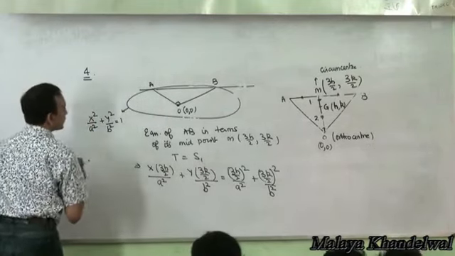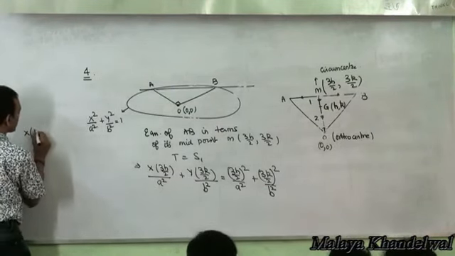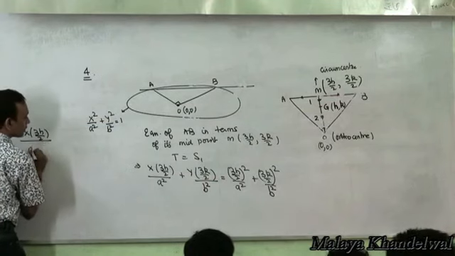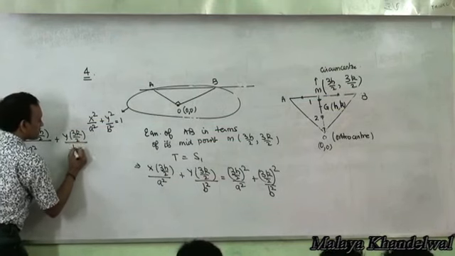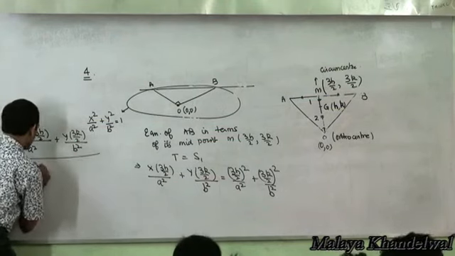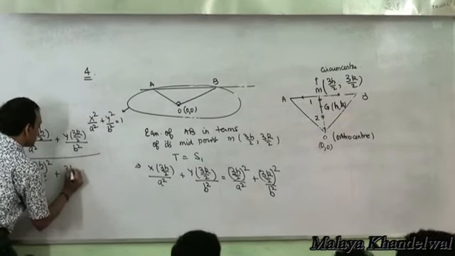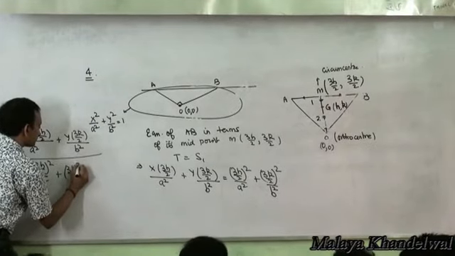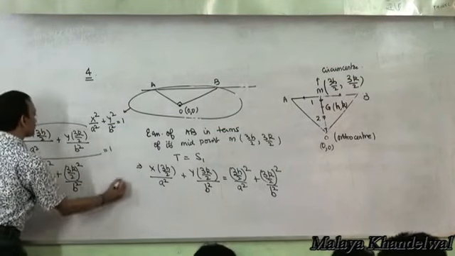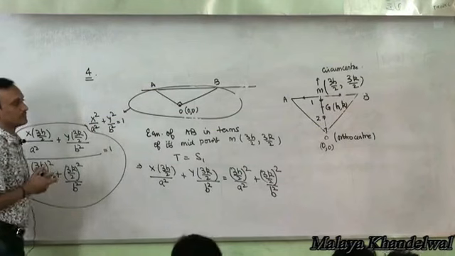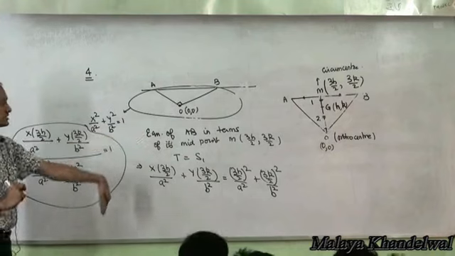Which, if you want, you could also write as x into 3h by 2 by a squared plus y into 3k by 2 by b squared, whole divided by 3h by 2 whole squared by a squared plus 3k by 2 whole squared by b squared, equal to 1. That's the equation of the chord AB, the variable chord AB, that subtends a right angle at the origin. Right?